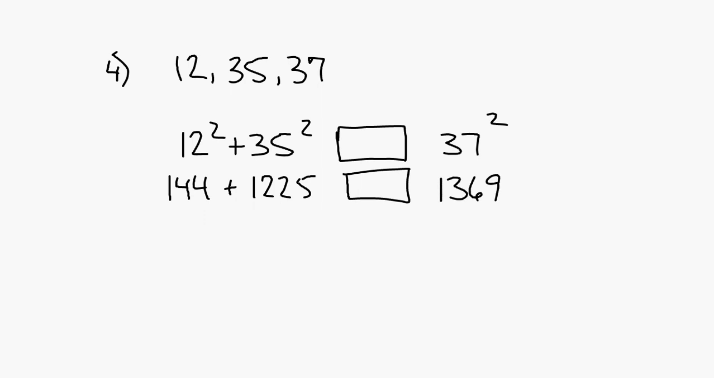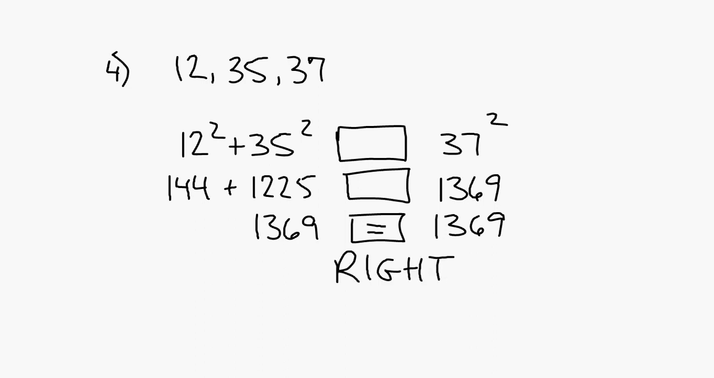So 144 plus 1225 equals 1369. So since these are equal to each other, since a squared plus b squared is equal to c squared, it's a right triangle. What I would do is go in your notes and write the other. Well, you've got your notes, right? Remember, if a squared plus b squared is less than c squared, it's an obtuse triangle. And if a squared plus b squared is greater than c squared, it's an acute triangle. All right.